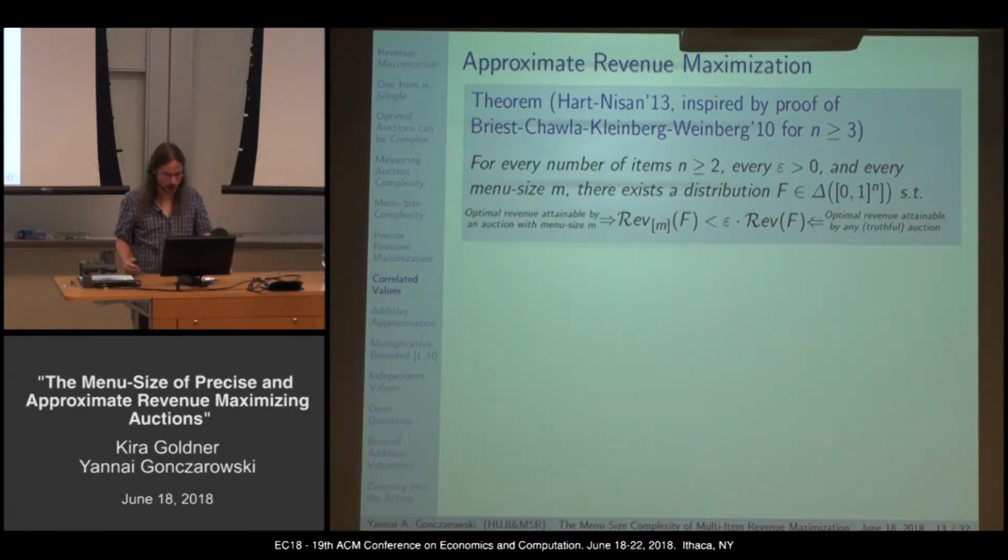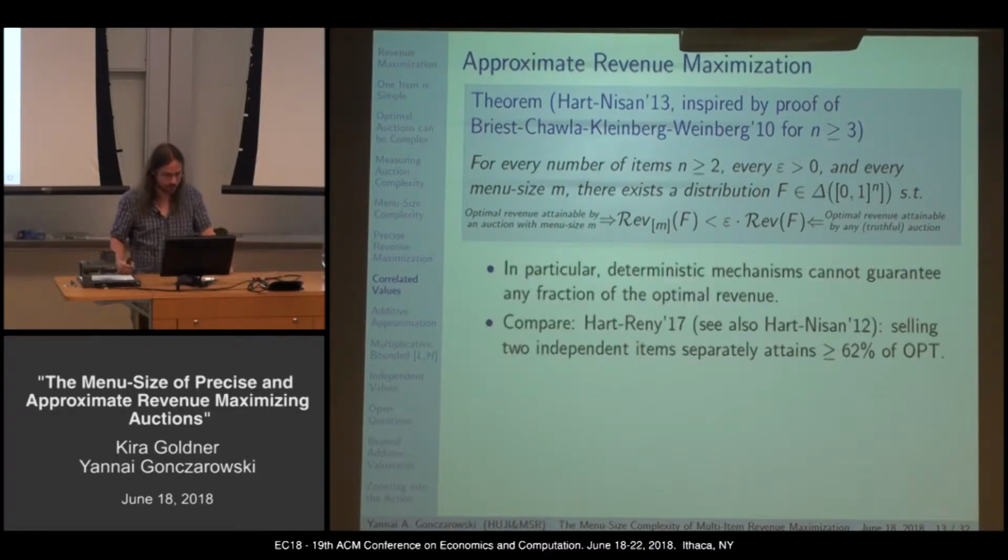So basically, once again, a bummer. In particular, deterministic mechanisms cannot guarantee any fraction of the optimal revenue. Recall that the most a deterministic mechanism can do is to say, for each subset of the items, what you're selling them for. So if you have n items, deterministic mechanisms have a menu complexity of at most 2 to the n minus 1. And this tells you that if you fix n, you fix the menu size to be 2 to the n minus 1. Whatever small fraction of the revenue you're willing to settle for, there is some distribution for which you're not going to get even that using a deterministic mechanism.